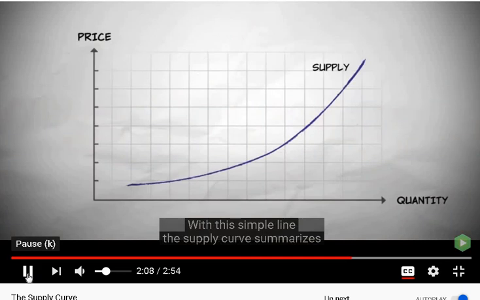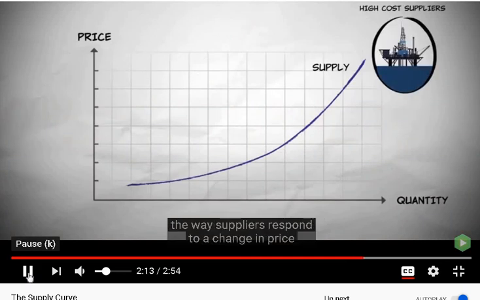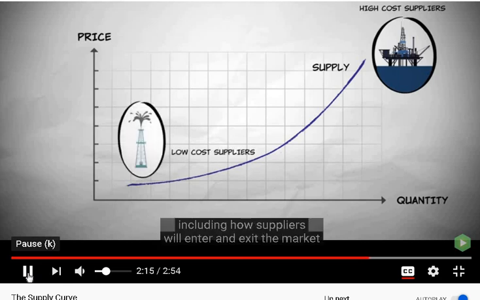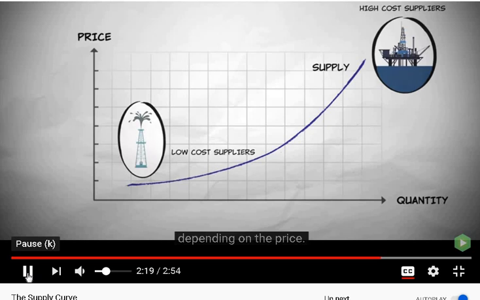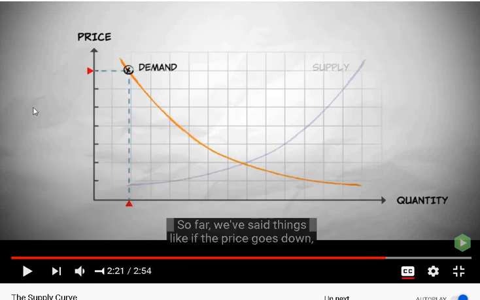With this simple line, the supply curve summarizes the way suppliers respond to a change in price, including how suppliers will enter and exit the market depending on the price. So far, we've said things.